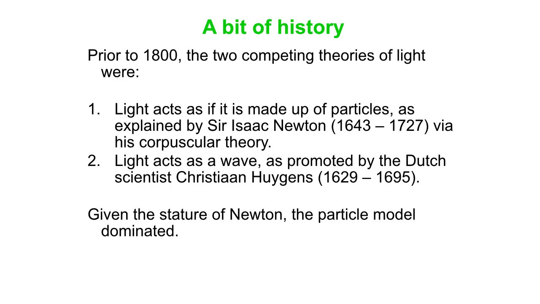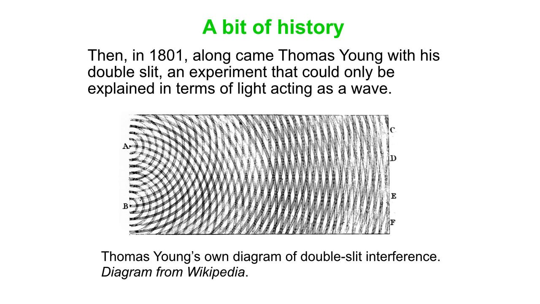So, people were debating, what was light? Then along came Thomas Young, 1801, did this great experiment. Here's a picture from his notebook. You've got a source A and a source B sending out waves. This is the pattern you get. You can really only explain that pattern in terms of light acting like a wave, constructively interfering, destructively interfering.